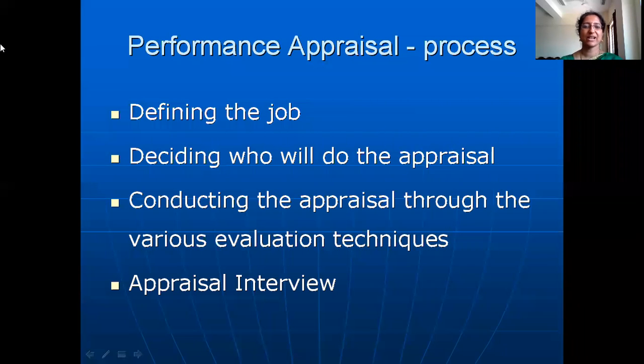Hello students, welcome back. So this is in continuation with our previous videos where we were speaking about performance management and performance appraisal, which is a part of performance management. So in our last video, we were studying the process which is involved in performance appraisal. So there are totally 4 steps which are involved in performance appraisal.